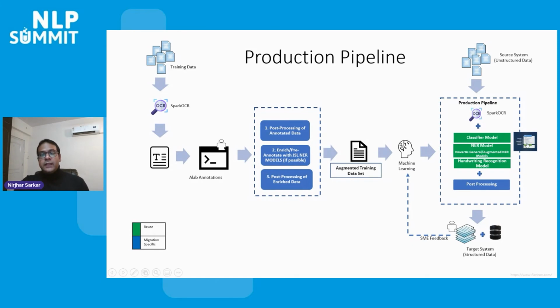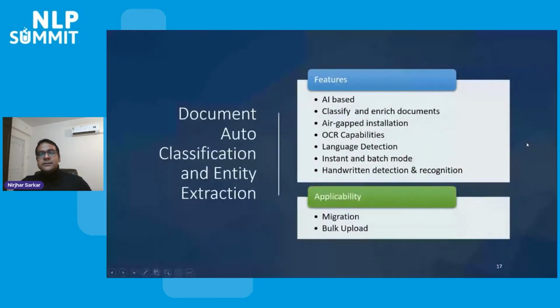The application that we have developed has the following features. It's AI based, of course, and it's able to classify and enrich documents. The entire installation is air gapped, meaning that you can get an environment which doesn't have access to the internet, and you can still do the installation. It has OCR capabilities. It is able to detect languages. It also detects and recognizes handwritten text, and you can run the tool in batch mode or in real-time mode.